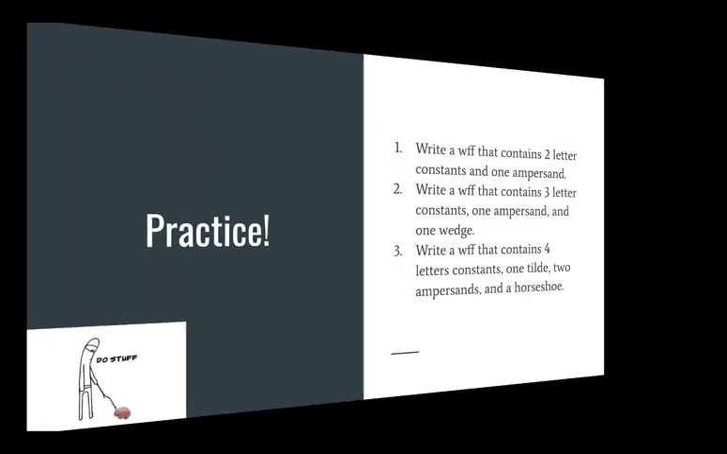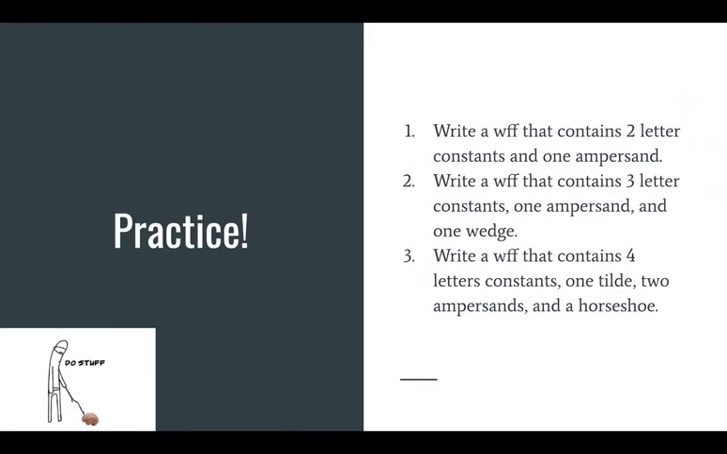This is because eventually we're going to have so many parentheses and other grouping indicators that it'll just be easier to drop at least one pair of them. Besides, there is no ambiguity here. We know what this means, so that's why we're going to allow it. Okay, back to this. Write a well-formed formula that contains three sentence constants, one ampersand, and one wedge. Okay, well, let's not make this complicated. Let's just add a C on there.